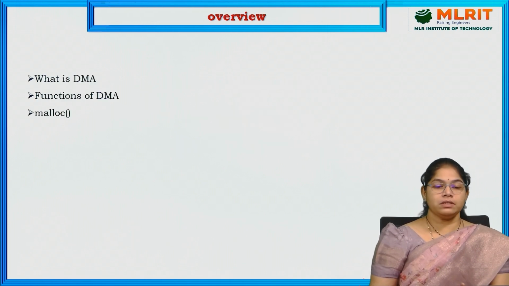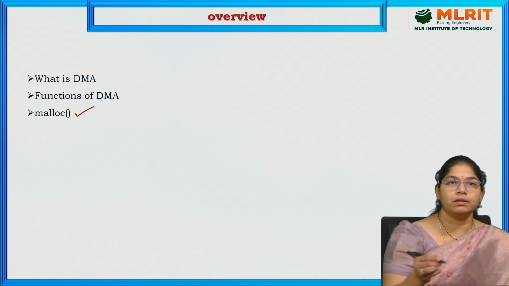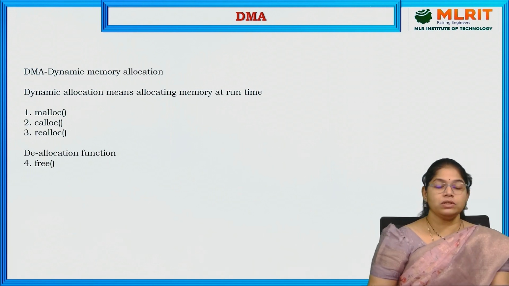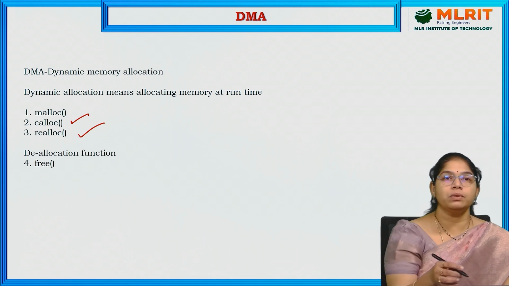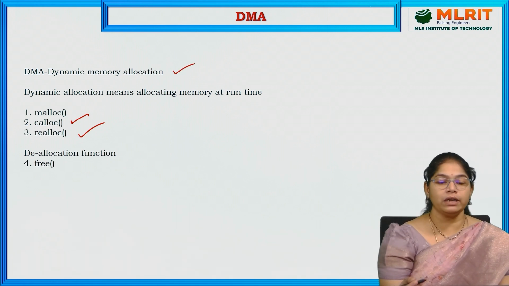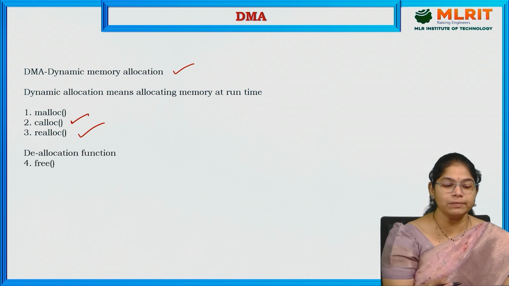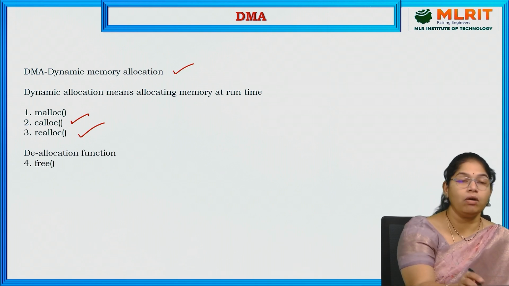In the previous session, we discussed what is SMA, DMA and the functions of DMA. In that, we discussed the malloc function. In today's session, we'll discuss calloc and realloc. Before that, what is DMA? DMA means dynamic memory allocation, which means we are allocating the memory dynamically from the heap section using malloc, calloc or realloc.